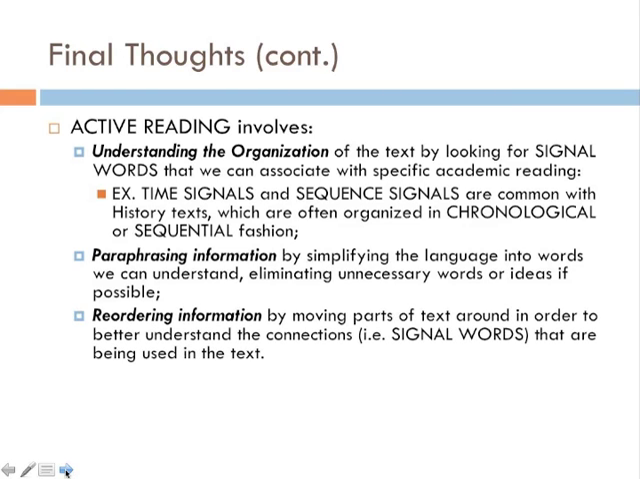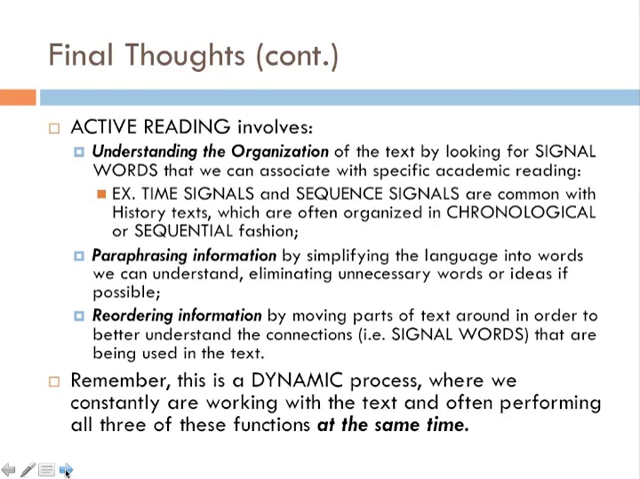We also know that active reading can involve reordering information. Sometimes it's helpful to move texts around in order to better understand the connections that are being made. So again, this is not always necessary, but sometimes it might be helpful to get you more active in the process. So just recall that this is dynamic. We always continually are working with the text and performing sometimes these three functions all at the same time. Sometimes we don't really understand the organization until we've worked with it a lot. So keep in mind, all of these particular things can occur at the same time, and oftentimes we might go back in different parts of the sequence to better understand them.